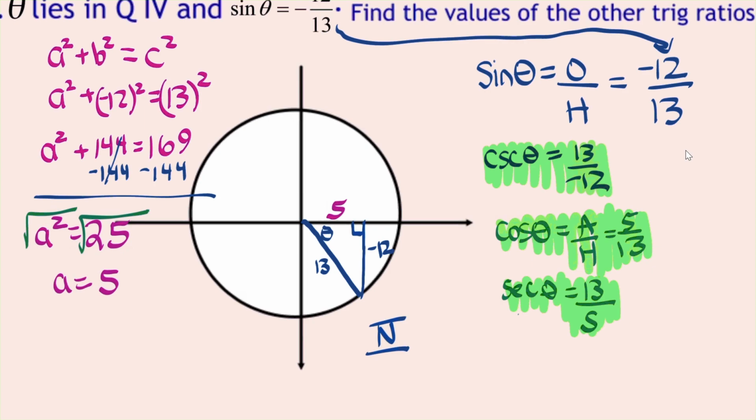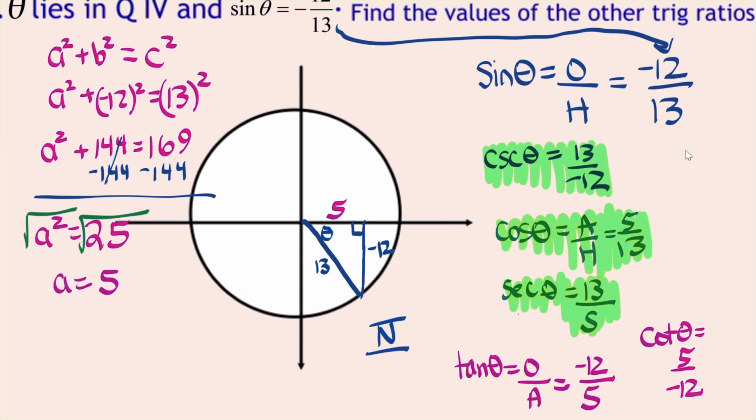Now all I need are tangent and cotan. So we know tan theta is opposite over adjacent. So if we look, here's my theta, opposite is going to be this -12 over the adjacent, which is 5, because again, adjacent means next to. So there's my tan. Lastly, my cotan is just the reciprocal of tan, 5 over negative 12.